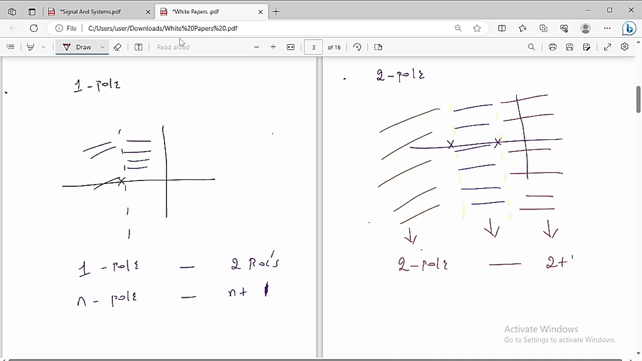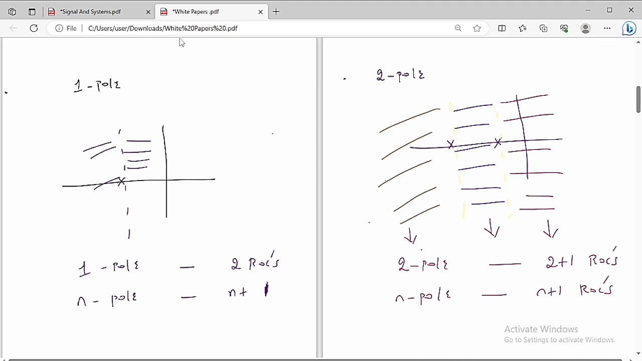So 2 plus 1 ROCs are possible. Similarly, with n poles, how many ROCs are possible? N plus 1 ROCs are possible. So this is a shortcut to remember. With one pole, two ROCs are possible. With two poles, three ROCs are possible. So with n poles, n plus 1 ROCs are possible. This formula you have to keep in your mind.